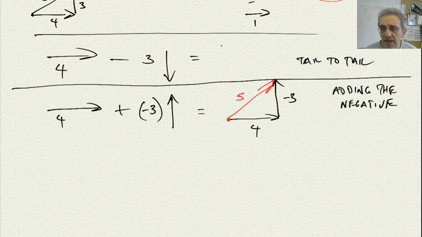So if we write the 4 here, there's my 4, and then the 3 is here. Now we have to figure out which way the resultant is. So I can see here from the one below, from adding the negative, that my resultant is up and to the right. So that means it must start here and it must go up there. But notice that there's two possibilities here.